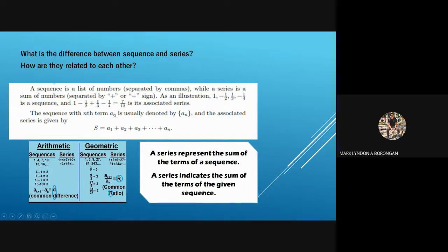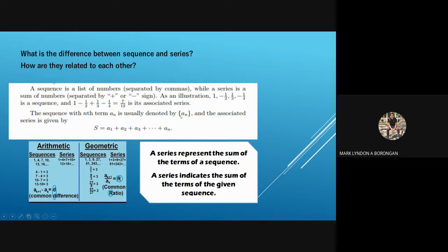Okay, so the sequence with nth term, a sub n, is usually denoted by the sequence a sub n. And the associated series is given by S is equal to a sub 1 plus a sub 2 plus a sub 3 plus up until a sub n.